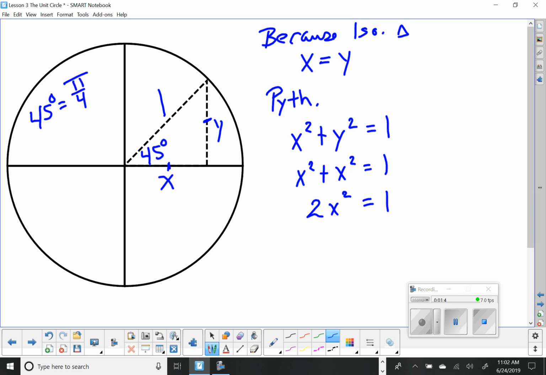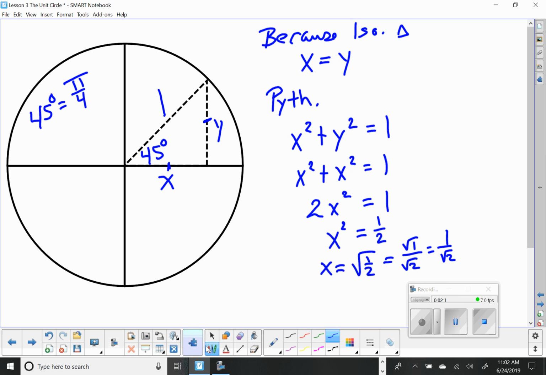I combine my like terms. Now dividing both sides by 2, x squared is equal to 1/2. Since I'm in the first quadrant and everything is positive, I'm going to use a positive root. So x is equal to the square root of 1/2, which is the square root of 1 over the square root of 2, which becomes 1 over the square root of 2.